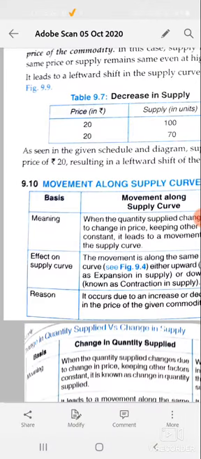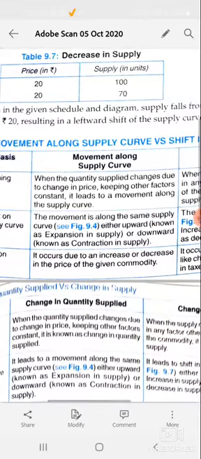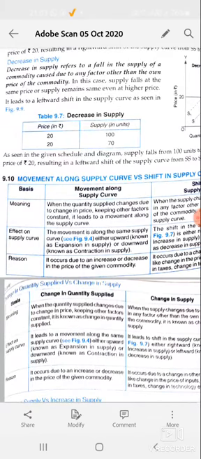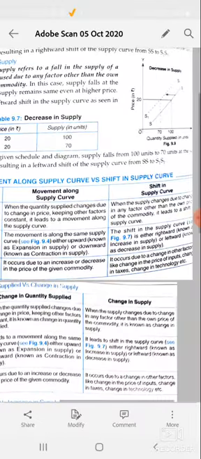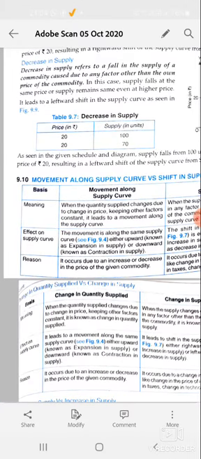Now let us discuss the differences between movement along supply curve versus shift in supply curve. We can say movement along supply curve is also known as change in quantity supplied, and shift in supply curve is also called change in supply. First point of difference, movement along supply curve: when the quantity supplied changes due to change in its price and other factors are constant. Remember, in the first case price changes, other factors remain constant.